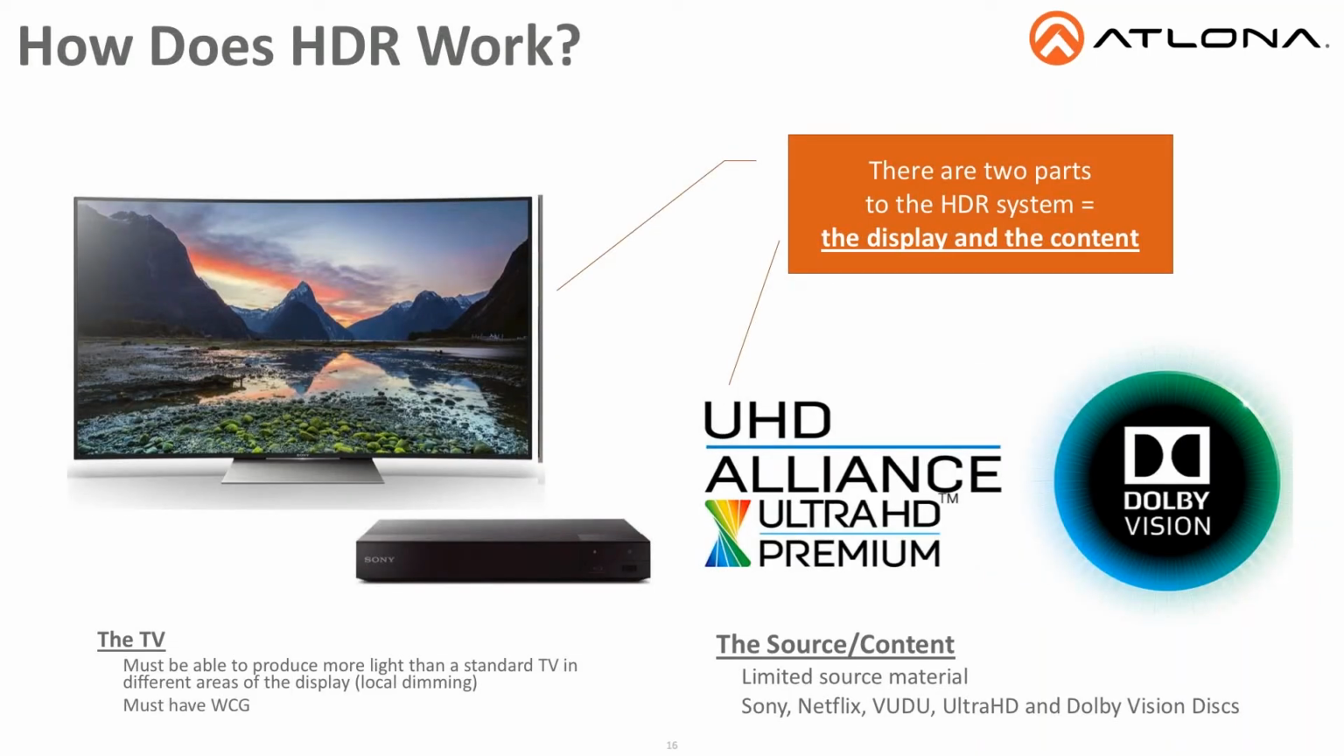So how does HDR work? There are two main components to HDR. First is the display. The display needs to be able to produce more light than a standard display. So it needs to be HDR compatible, and the source or the content also needs to be HDR compatible, as well as this would be a direct connection. But if you have another system with multiple components in place, you need all those other components to also be able to handle the HDR metadata.